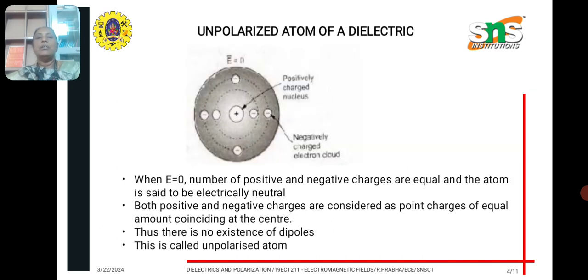In the diagram we can see the unpolarized atom of a dielectric before the application of the electric field. Here we are considering the electric field to be 0. The number of positive and negative charges are equal, and the atom of the dielectric is said to be electrically neutral. Both the positive and negative charges are considered as point charges of equal amount coinciding at the center. So there is no existence of dipoles, and this is called an unpolarized atom.